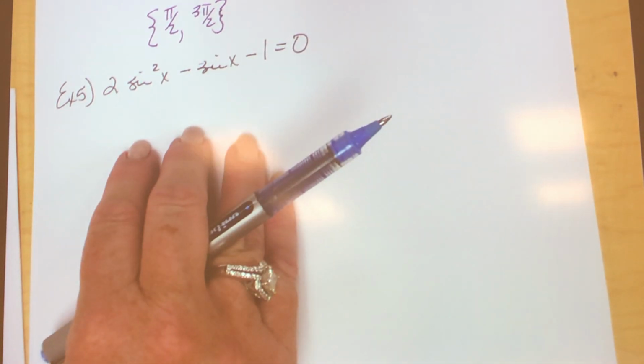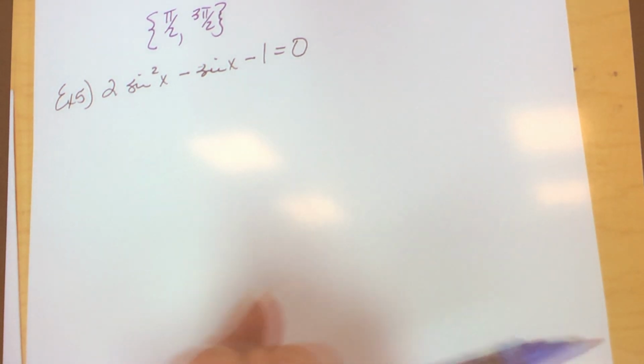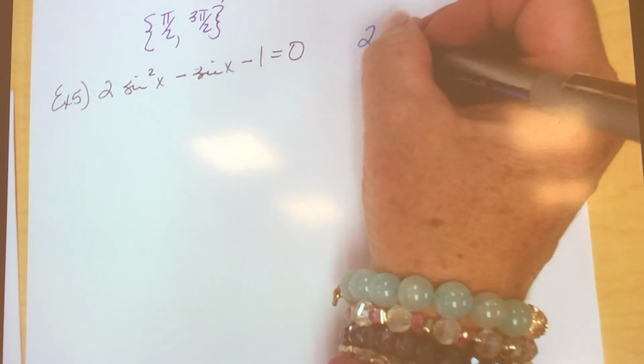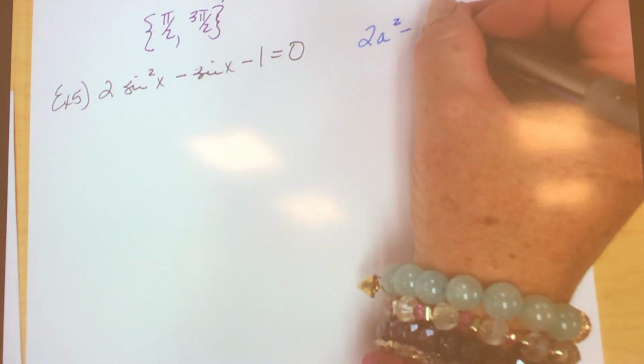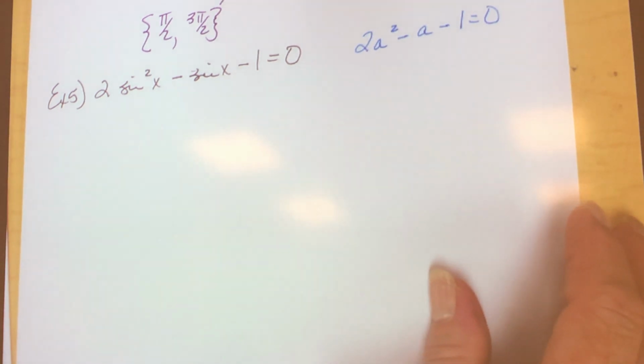Some kids' minds go, does that say sine? Some kids' minds can't look at that yet. They're just not ready for it. So if you wanted to, I can replace this with a variable. I'm gonna put an a there. This is the same thing as 2a squared minus a minus 1. Do you see that? It doesn't look bad.